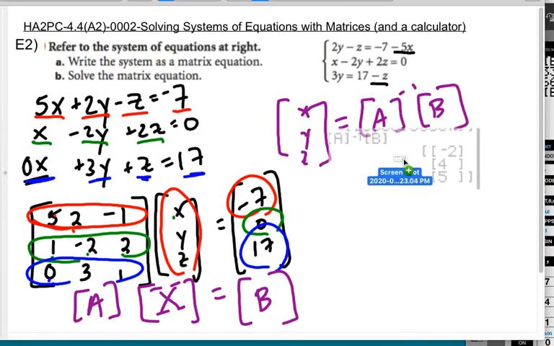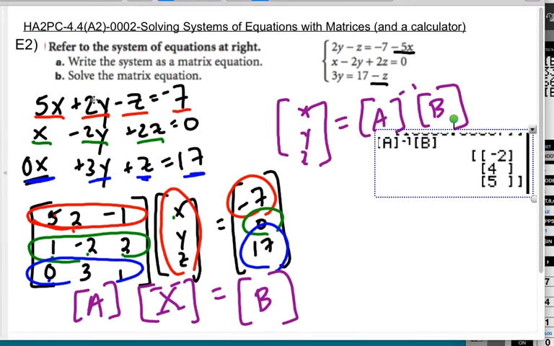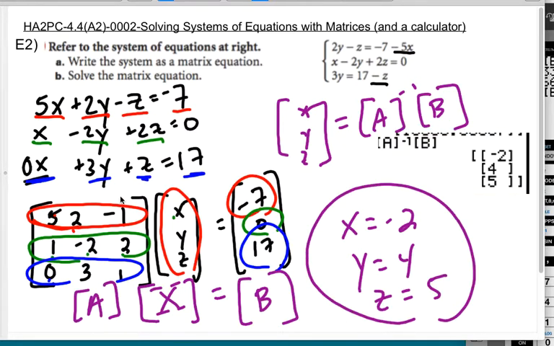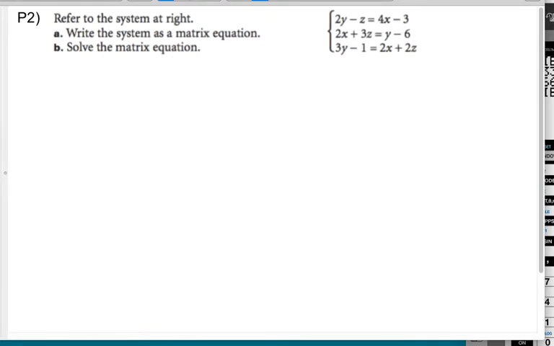Excuse me. So you get this. So your answer is that x is negative 2, y is 4, and z is 5. All right, let's go ahead and try P2.